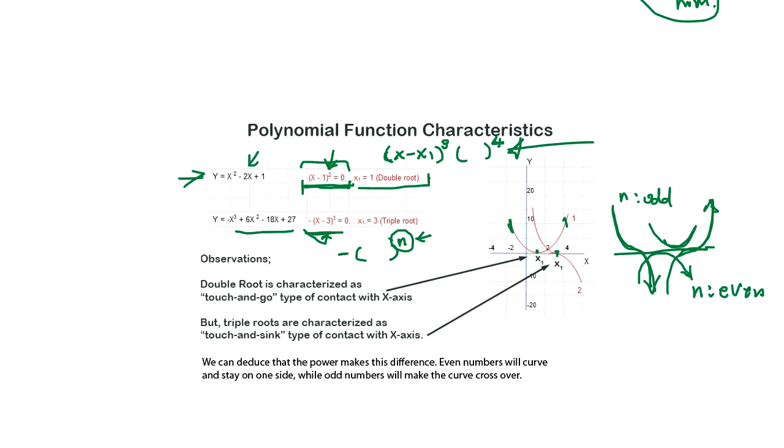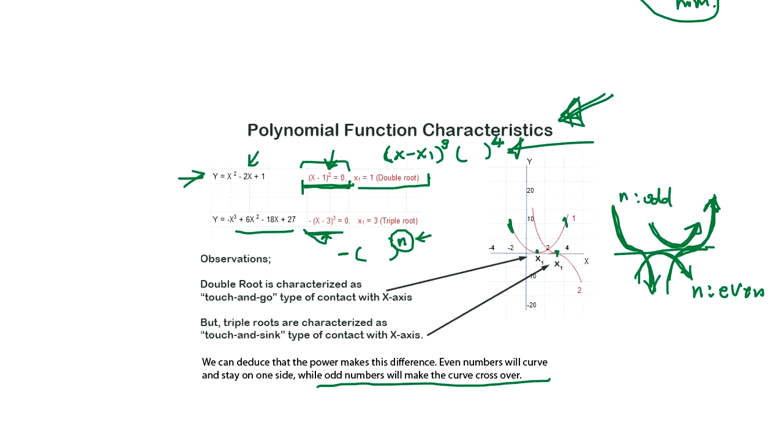Okay, so this is the first observation. We can deduce that the power makes this difference. Even numbers will curve and stay on one side, while odd numbers will make the curve cross over. So you see, that's the first characteristic about the root.